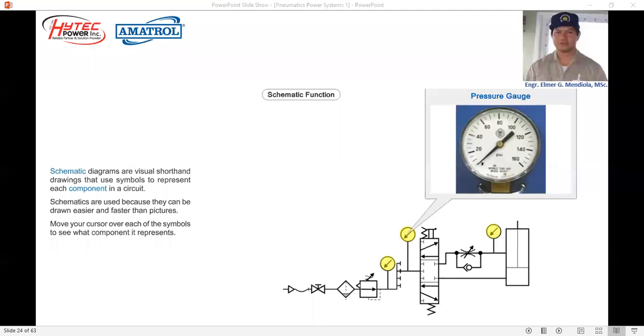Just like what we have discussed earlier, pressure gauges are used to monitor the pressure in a particular location in a pneumatic system. From the diagram, we can see 3 pressure gauges that are installed to monitor the pressure after the pressure regulator, before the directional control valve, and in between the flow control valve and the pneumatic cylinder. These pressure gauges will help determine whether the system is functioning properly.